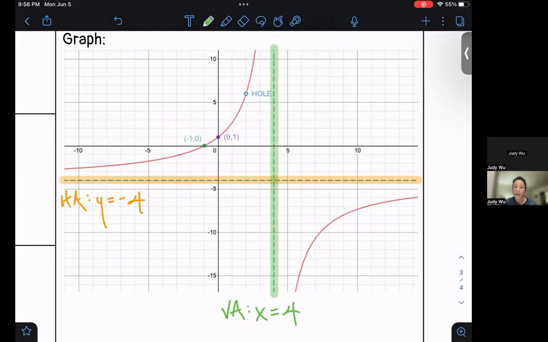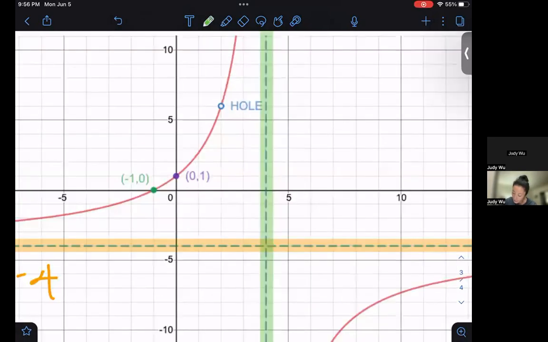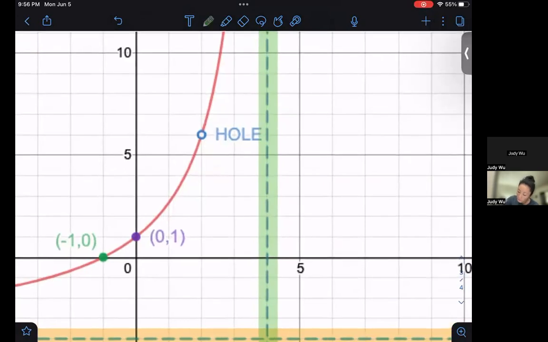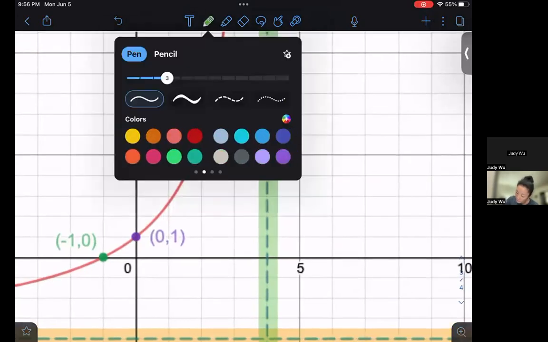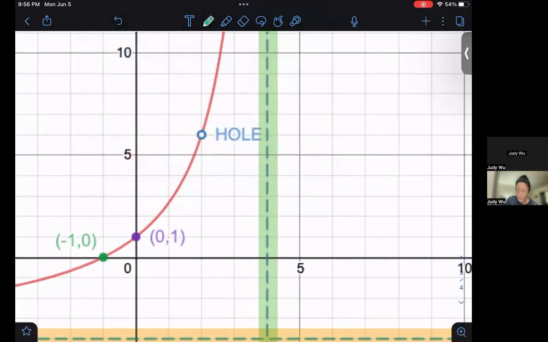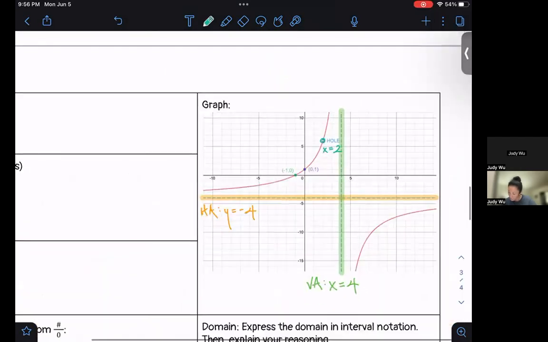All right. I also have a discontinuity right here. I've got a hole. Let's choose a good color for this. We don't really have any other ones. Let's go with a slightly different color of green. This hole is happening at x equals 2. Okay, so I found some discontinuity. I found a horizontal asymptote.